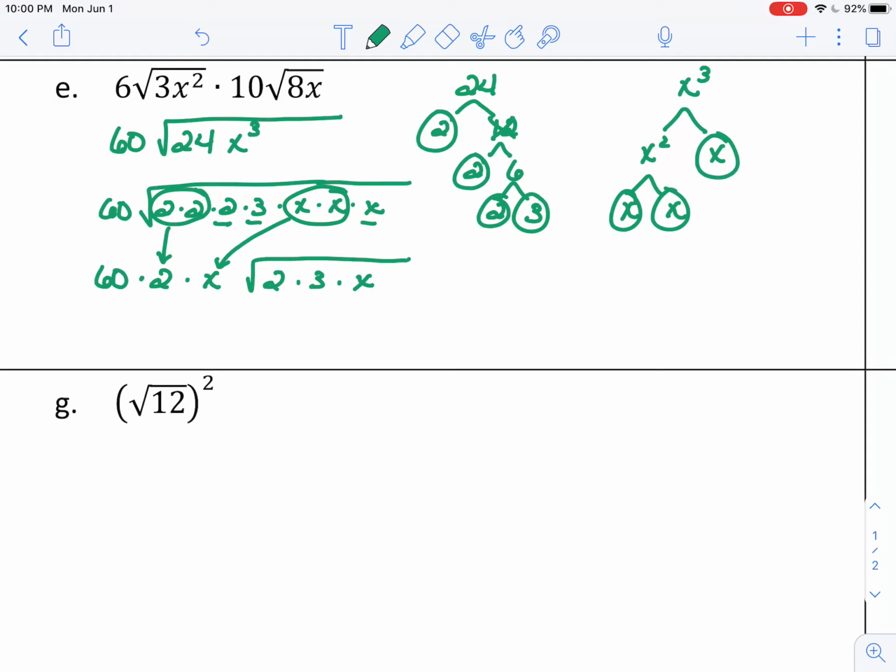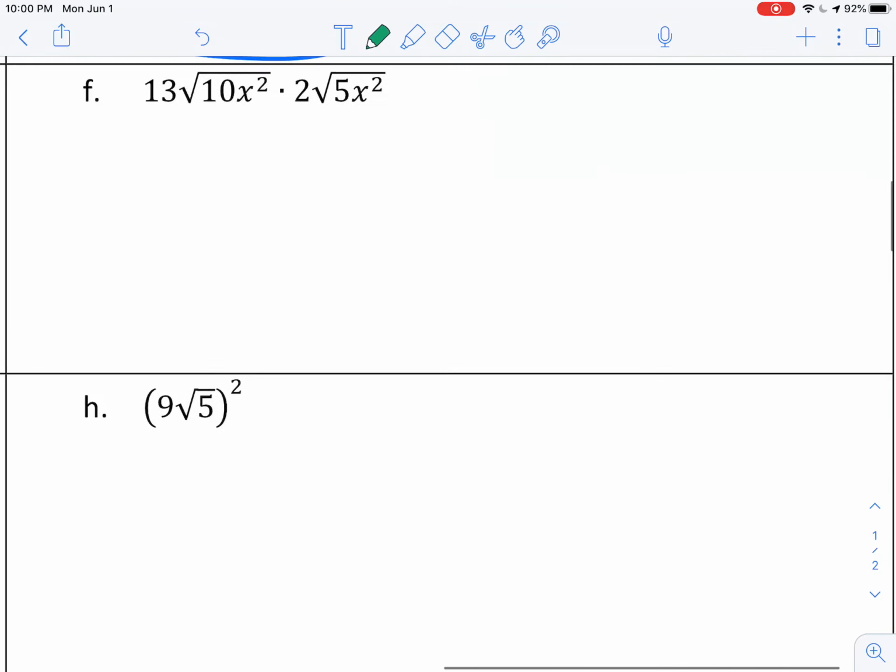And then I'm going to clean up what I have. 60 times 2 is 120 times an x. 2 times 3 is 6 times an x. Our final answer is 120x square root 6x. So similar idea, but those x's do complicate things when we go to multiply and simplify. Let's do another one like that.